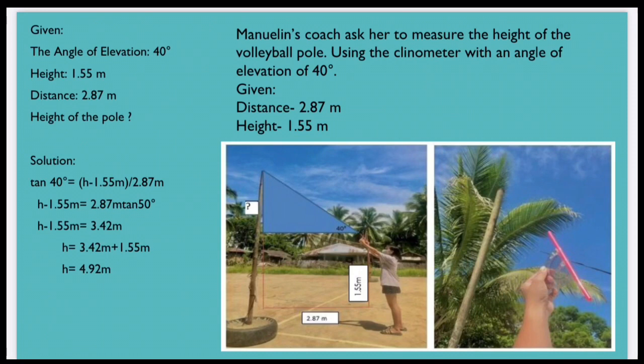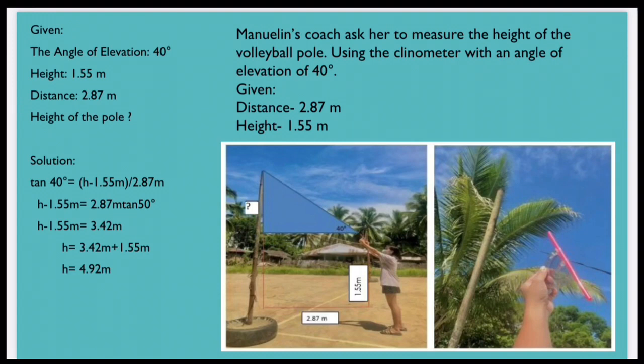The second example: Manuelin's coach asked her to measure the height of the volleyball pole using the clinometer with an angle of elevation of 40 degrees. The given: the distance is 2.87 meters, the height is 1.55 meters. The solution: tangent 40 degrees is equal to height over distance, 1.55 meters over 2.87 meters. So the height is 2.87 meters times tangent 40 degrees. The result of 2.87 meters times tangent 40 degrees is 3.42 meters.